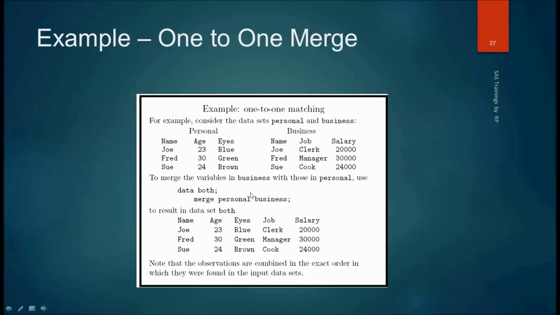So my requirement is to create one dataset which contains all the information present in personal and business. If you see, personal and business have 1, 2, 3, 4 variables of information, so the output dataset should be created with 4 variables called age, eyes, job, and salary from each of the datasets.